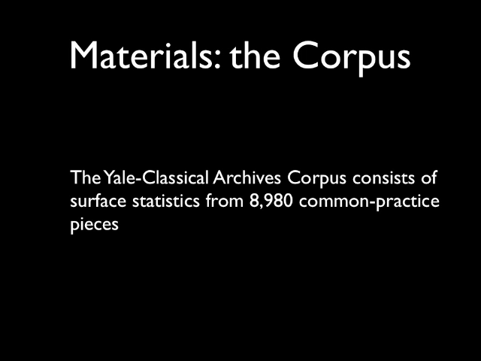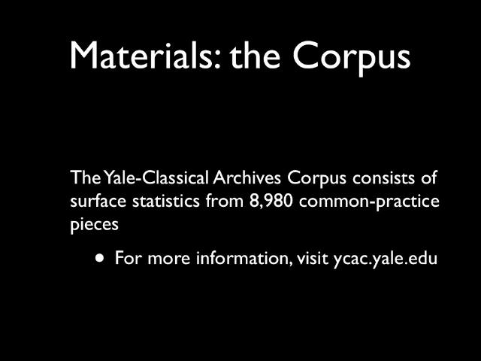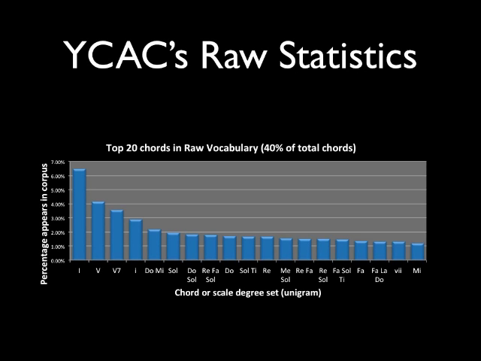We're going to use the Yale Classical Archives corpus, which is the surface statistics of about 9,000 common practice pieces. It's a really interesting corpus. I'd encourage you all to look at ycac.yale.edu for more information. But the thing about this corpus is it's very raw. It's just the surface. So if you go down there to the fifth chord there, Do Mi, you'd imagine that a Do Mi would be considered equivalent to a 1 chord, but there's no way to map from that structure to a 1 chord at just the raw statistical level.